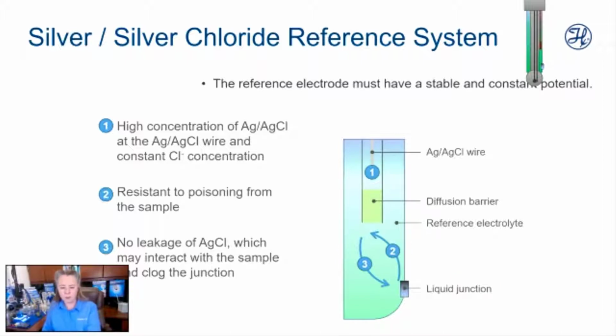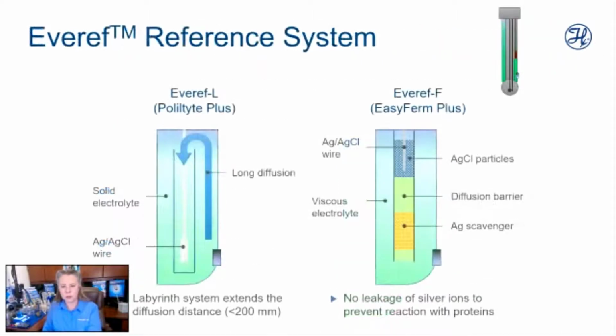And again, every manufacturer has their own special version of doing this. Hamilton has two, and they're both called the EverF reference systems. The first is in our polymeric. Remember that pink probe I just showed you?